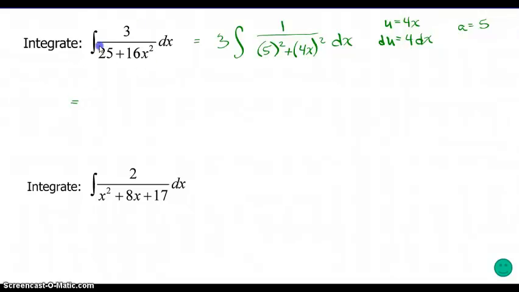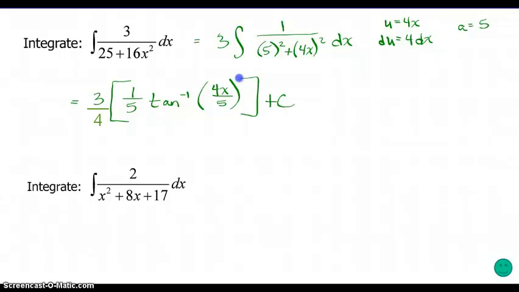So the antiderivative of this function, I popped my 3 out front. I'm going to have 1 over a, remember that, times the tan inverse of u over a. And there we are, right there, and then plus c. Okay, so there's the antiderivative function.